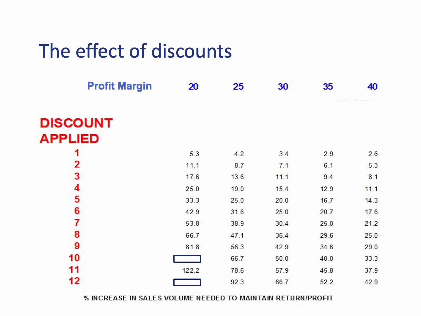And here I would like to show you something that I believe is extremely valuable, the effect of discounts. So this is drawn from simple Excel calculations, and you can do it yourself. So on the top right, you can see profit margin examples, 20% to 40%. And on the left side, going towards the bottom, you can see discount applied from 1% to 12%. So if you apply a discount of 10% and your profit margin is 20%, how much should you increase in sales volume in order to maintain your return or profit? And the answer is 100%, right?